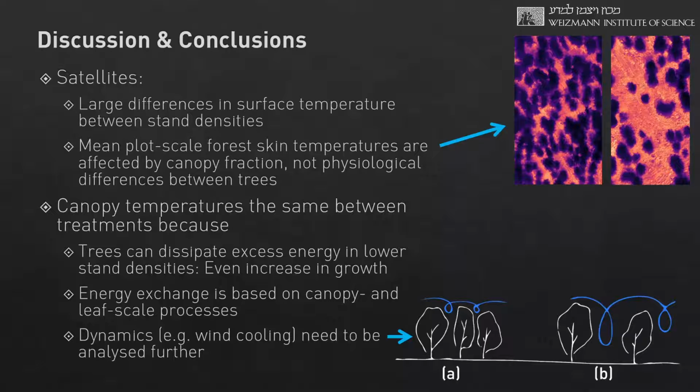Now, this energy exchange is obviously based on a canopy and leaf scale process or a set of processes that we still need to analyze in more detail in the future. Those dynamics, such as wind cooling, for example, could lead to different amount of cooling or overall also to a different radiation load.